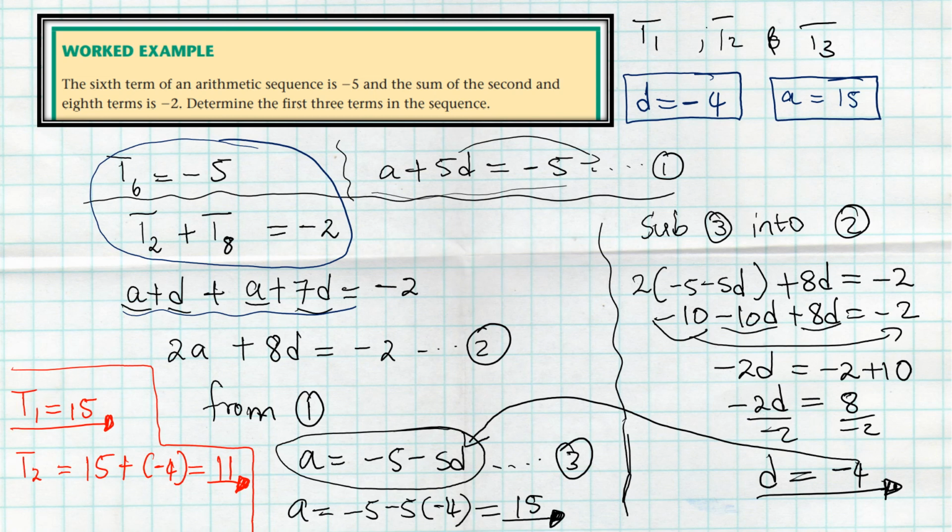Then 11 minus 4 gives me 7. So my term number 3 will be 11, the previous term, plus minus 4, which is the common difference. This gives me 7. So 15, 11, and 7 are the first 3 terms of this sequence. But most importantly, I wanted you to know how you can express those terms in terms of a and d.